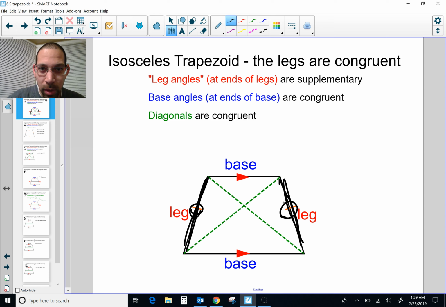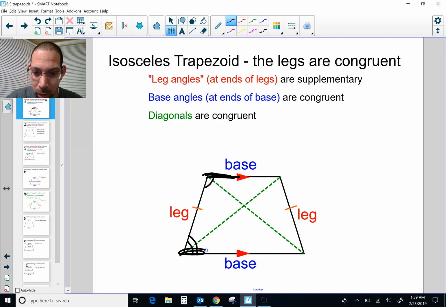There's a couple things that are special about isosceles trapezoids. First of all, what I'm calling the leg angles, that's not a name in your book, but the angles at the ends of the legs, this one and this, they are supplementary. That's because you've got parallel lines, and you've got this transversal. It's like we learned earlier in the school year. Well, that's consecutive interior angles. They're supplementary. We used that on parallelograms in the last couple sections as well. The same will be true over here, that these two angles at the ends of this leg are supplementary.